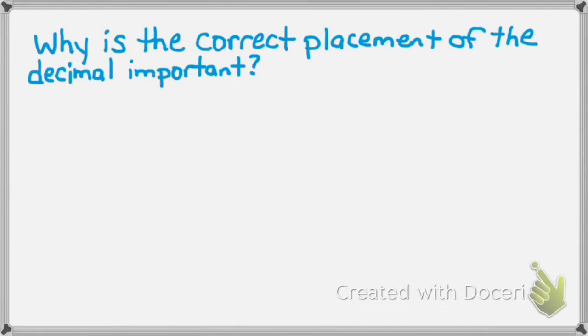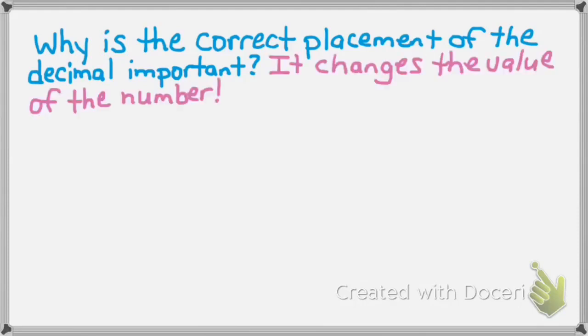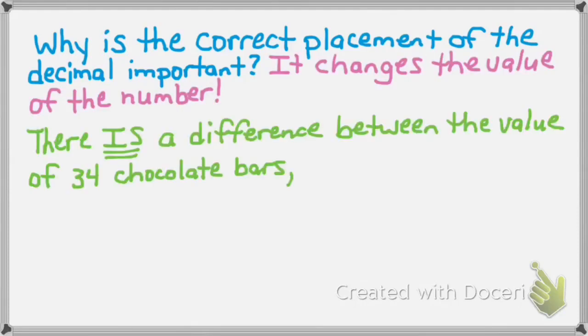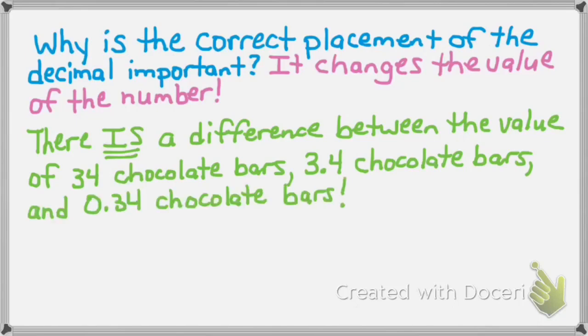And to review the last lesson, why is the correct placement of the decimal important? Because it changes the value of the number. And there is a difference between the value of 34 chocolate bars, 3 4/10 chocolate bars, and 0 34/100 of a chocolate bar.